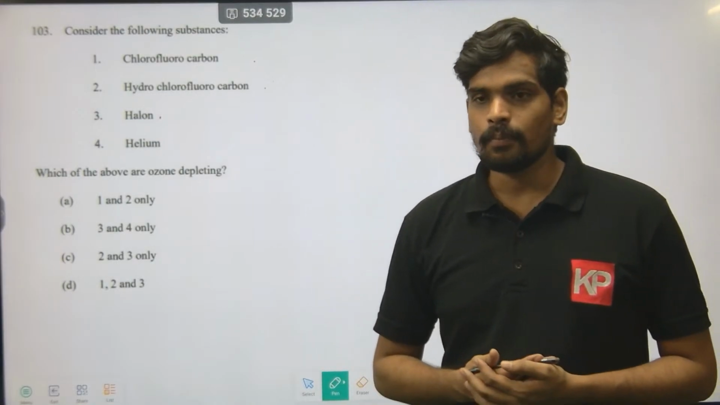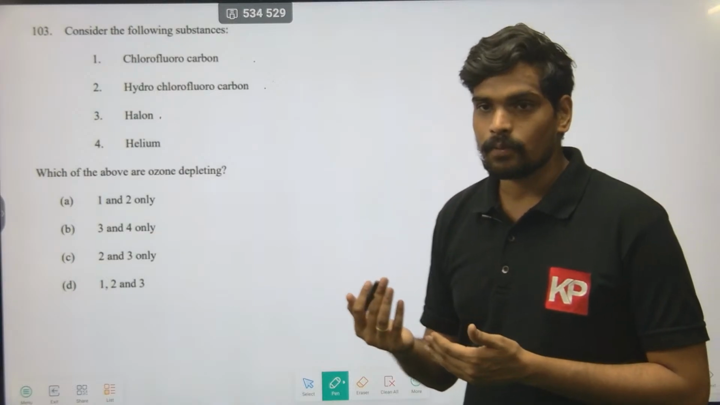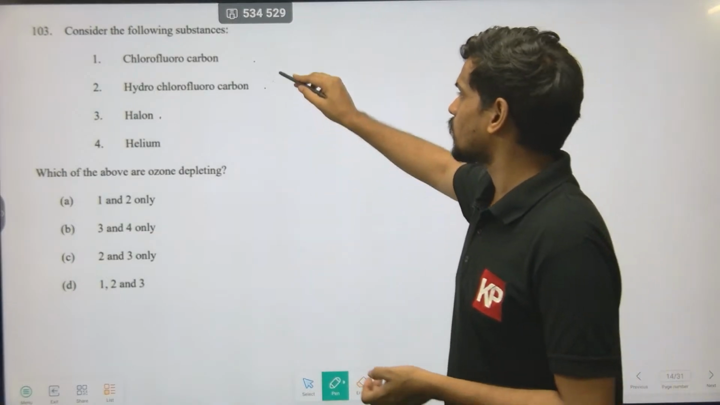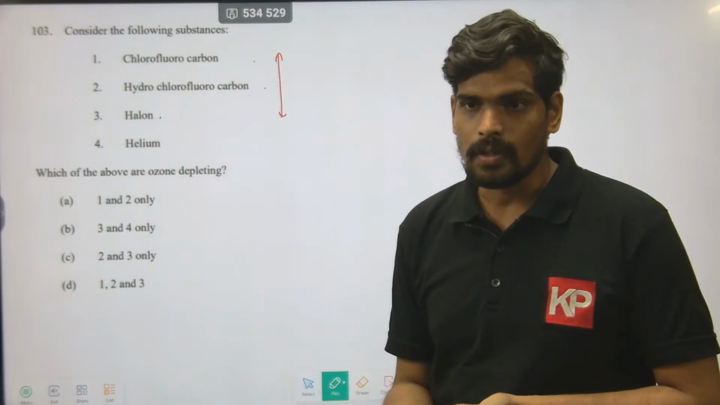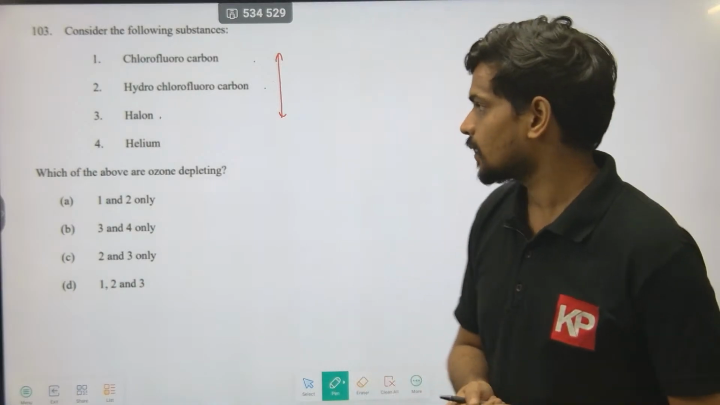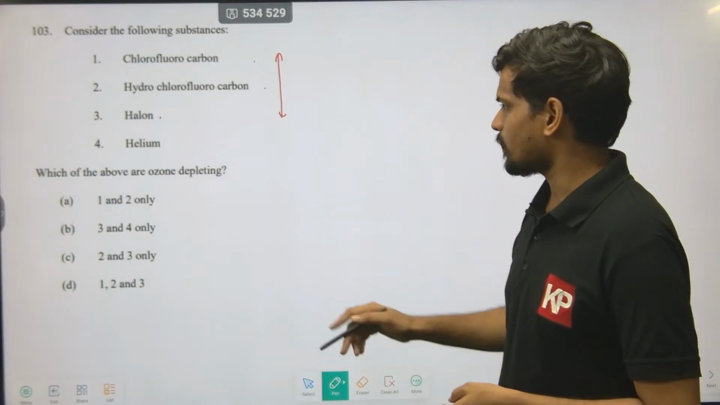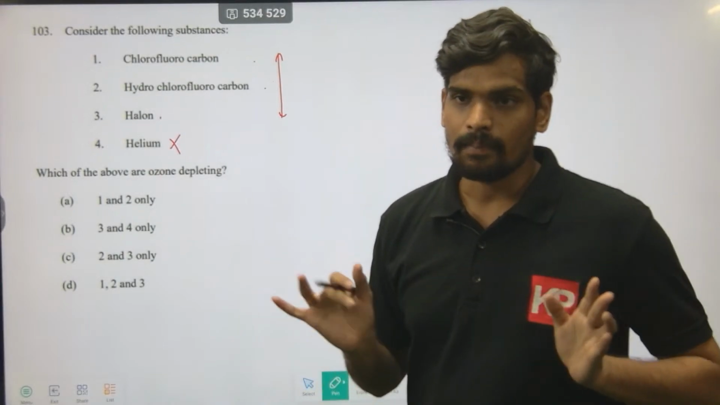These were banned under Montreal Protocol of 1987 with a motive to protect the ozone layer. So these were known to create ozone depletion or result in ozone holes, because of which Montreal Protocol put a ban on these ozone depleting substances. So 1, 2 and 3 are ozone depleting substances. Helium is an inert gas. It doesn't react with something and deplete ozone.